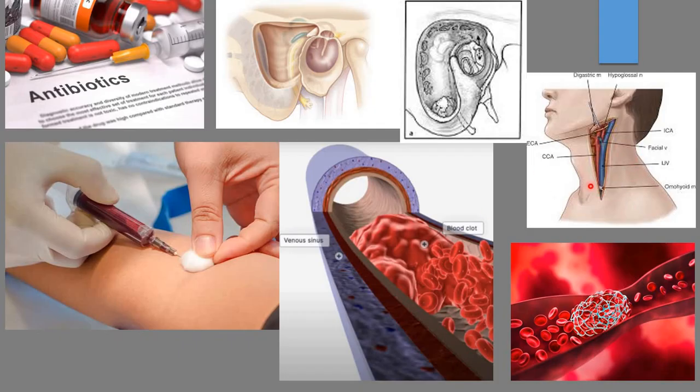IJV ligation may have to be considered in patients who are having severe thrombosis progressing towards the right side of the heart, or in patients who are not responding to the regular antibiotic therapy and are having repeated release of septic emboli into the bloodstream. Anticoagulant therapy may have to be considered in patients who are having thrombosis extending into the cavernous sinus. Otherwise, its use is controversial.